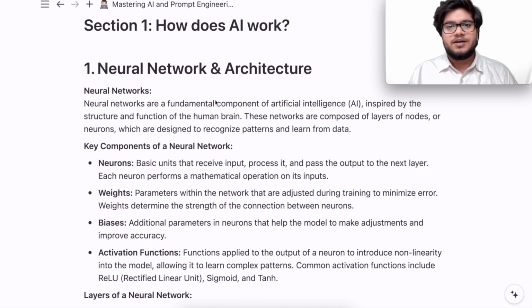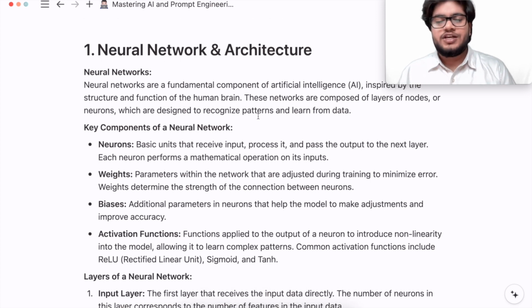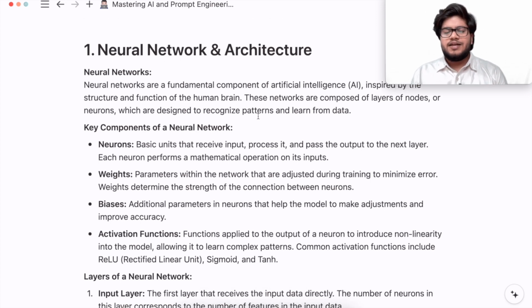Neural networks are a fundamental component of artificial intelligence inspired by the structure and function of the human brain. These networks are composed of layers of nodes or neurons which are designed to recognize patterns and learn from data. As I told you, artificial intelligence is made on the concept of the human brain, because it is designed such that it should be able to handle complex tasks like our human brain can. Now let us learn the key components of a neural network.